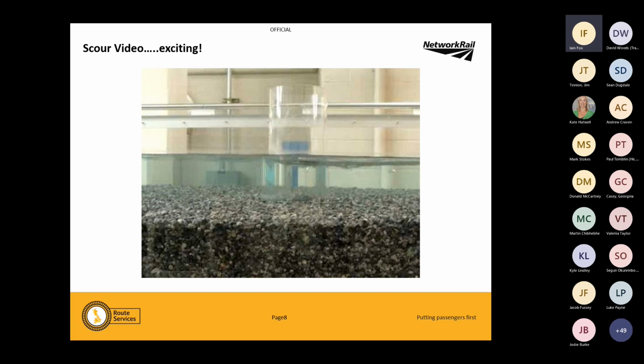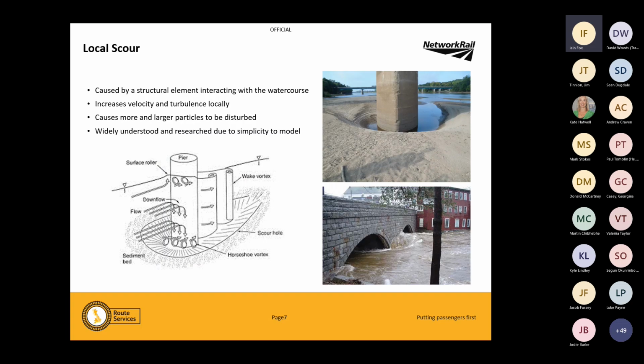So that picture that I showed you earlier, if I can figure out how to work a computer, there we go. That picture there, that video you've just watched, means that there is scour happening beneath that structure. Now, whether that is deep enough to cause a problem, or whether there's protection on that structure so it doesn't matter, I don't know.